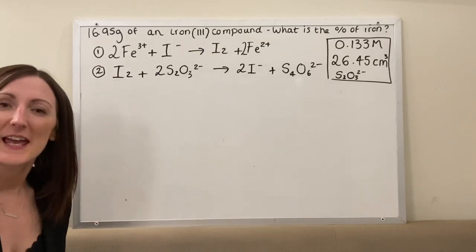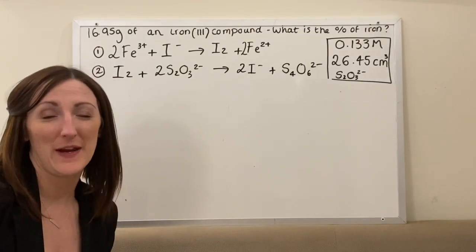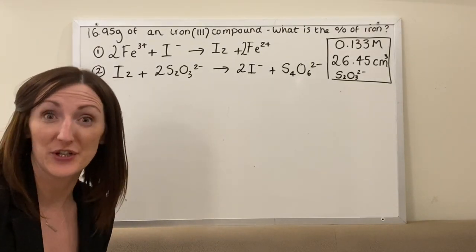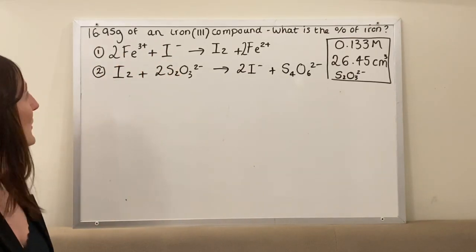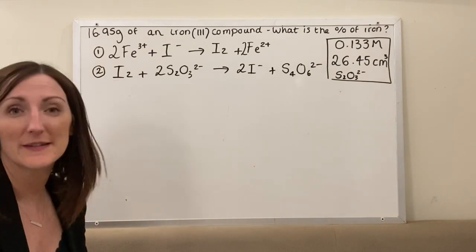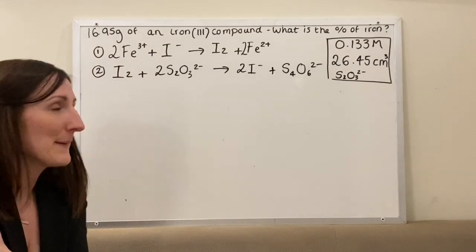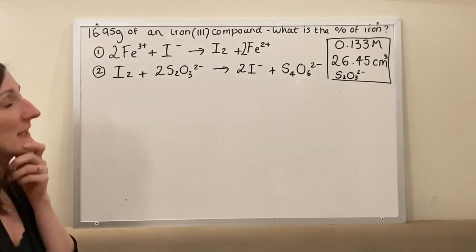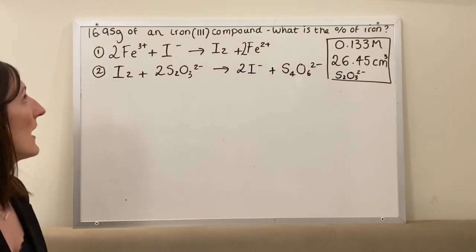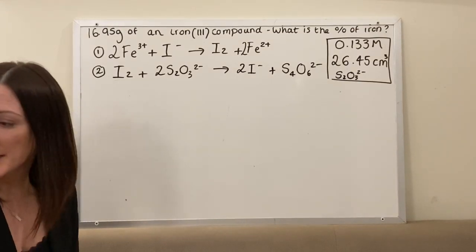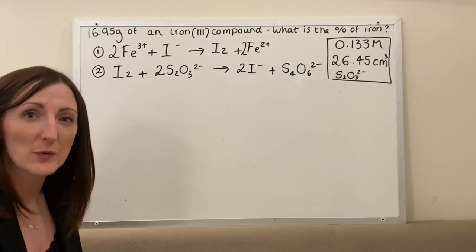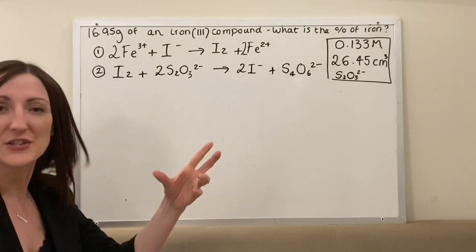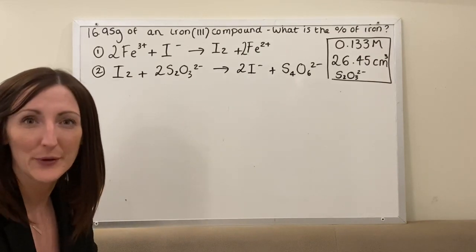Okay, so this is an example of a sodium thiosulfate titration question. I've summarised the question really briefly at the top. The question is to do with a sample of iron 3 ions. We've got 16.95 grams of an iron 3 compound dissolved in 250 centimetres cubed of water, and the question wants to know what is the percentage of iron in that sample.